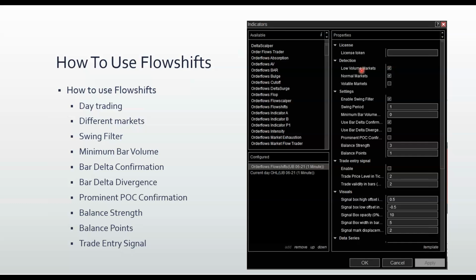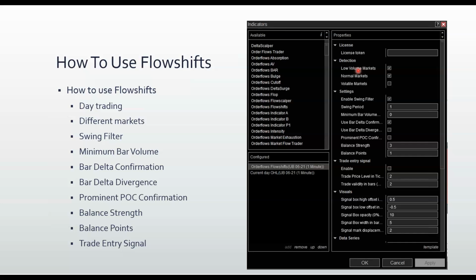Originally, we had this called night session because obviously the night session is much lower volume than the day session, but we changed the name to low volume market because you would also apply it on some of the slower markets in terms of volume, like say wheat during the day, or what else? A lot of the grains, the oil seeds, some of the overseas markets as well. Normal markets, pretty much all markets, okay? And volatile markets, this was really meant for things like NASDAQ, MNQ.